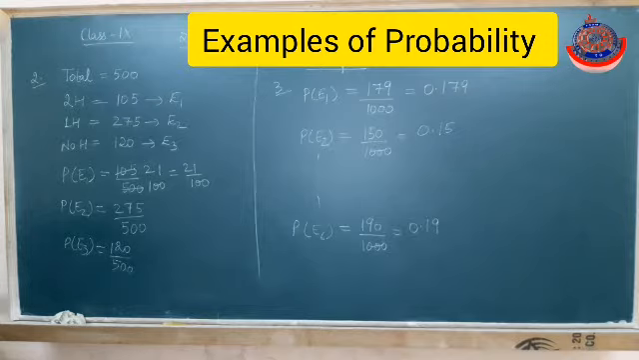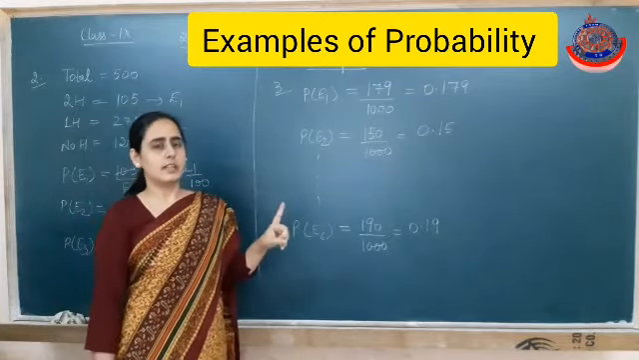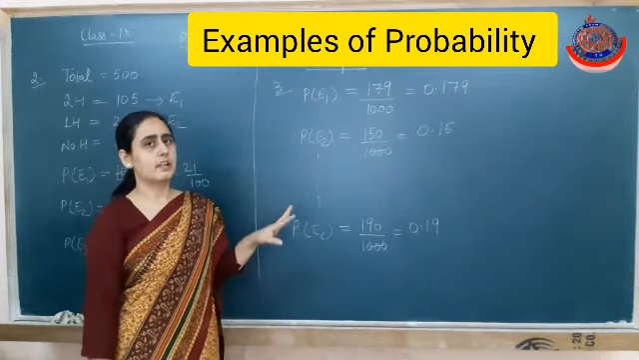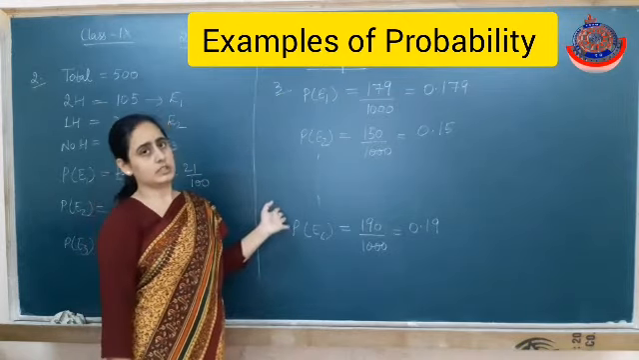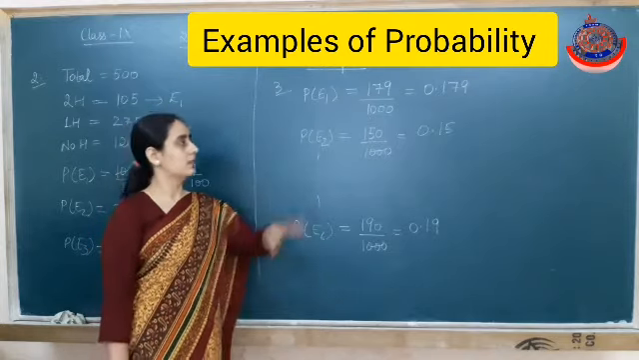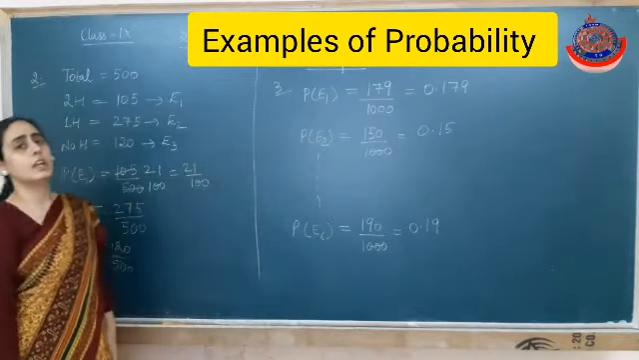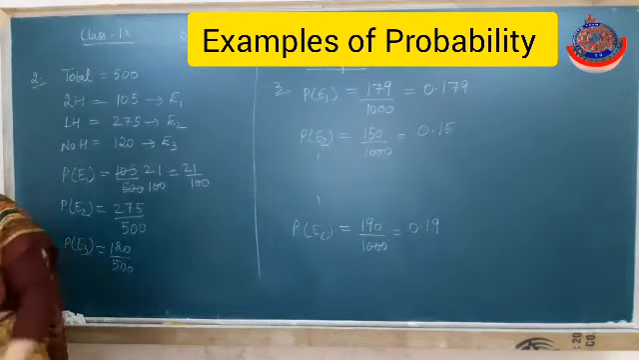Means all the possible events in a single trial. Like here the dice was single. We are trying single dice for 1000 times. So the sum of all the events happening during those 1000 times, the sum of the probabilities will be equal to 1. Fine. Let us move to next example now.